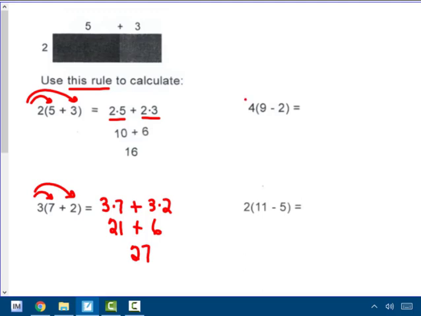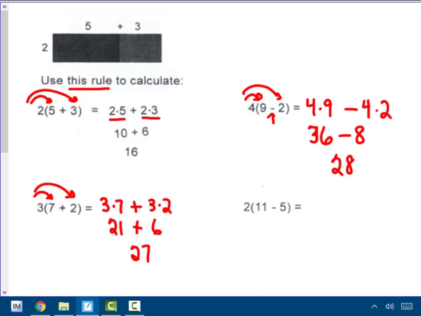4 times 9, so I'm going to write down 4 times 9, minus, because that's a subtraction problem here, 4 times 2. I'm going to multiply again first. 4 times 9, whoops, is 36, minus 4 times 2 is 8. So 36 minus 8 gives me 28.